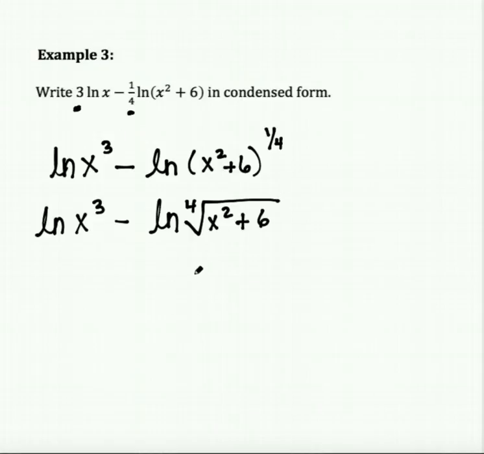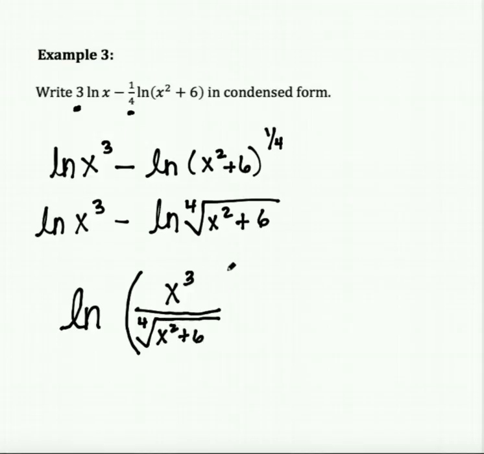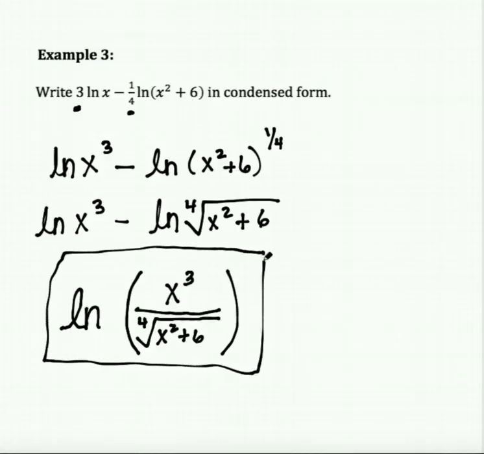Now that I've done the power rule, now I can take things and combine them back together using either the product or the quotient rule. Well, since I have subtraction between these two, I know it's going to be a quotient rule. So I have right now 2 separate natural logs. The quotient rule allows me to combine it to one natural log, and since there's minus, I know there's going to be division. So it's going to be the natural log of x cubed divided by the 4th root of x squared plus 6. All right, that is as condensed as we can get.